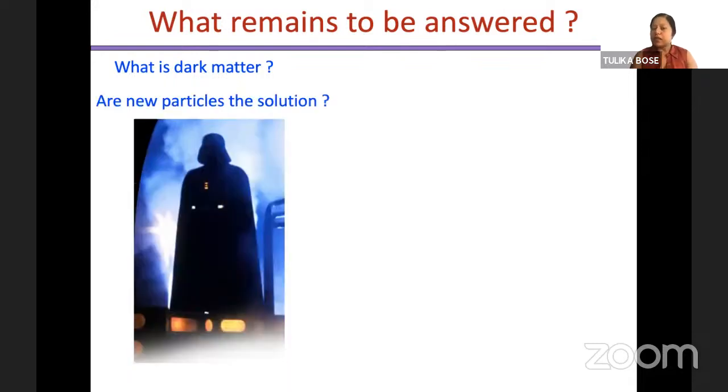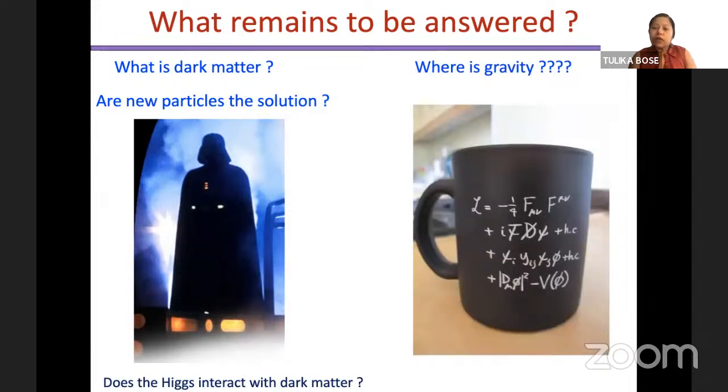Are new particles the solution? And no, they're not particles like Darth Vader who are dark in our movies, but perhaps there could be connections, for example, to new completely exotic particles we haven't discovered, or perhaps the Higgs might have something to do with it and could lead to dark matter. These are all open questions that we are trying to answer. And then, of course, the question that I already mentioned to you earlier, the question of gravity. This is a mug that you can buy at CERN, which has the standard model Lagrangian in short on it. And a big important piece that's missing there is the fundamental force of gravity. What and where is gravity?